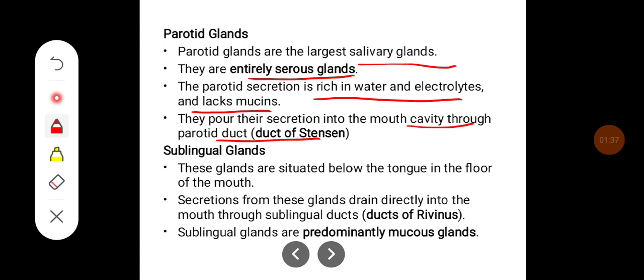Sublingual glands are situated below the tongue in the floor of the mouth. Secretion from these glands drains directly into the mouth through sublingual ducts, so they are also called ducts of Rivinus. Sublingual glands are predominantly mucous glands.